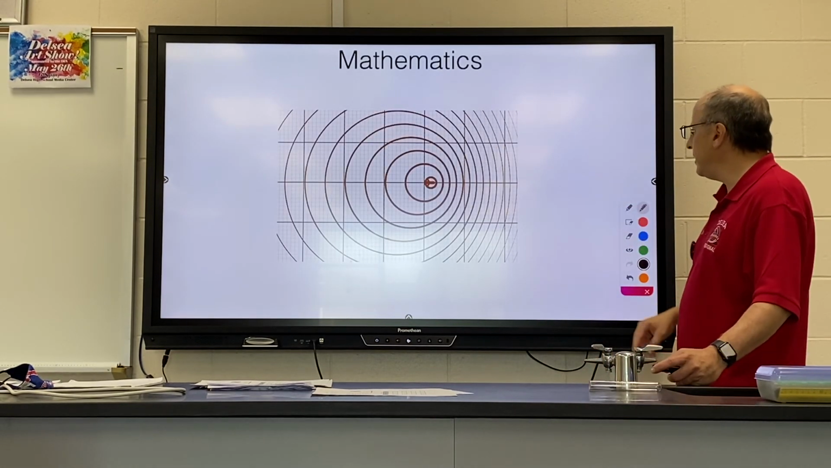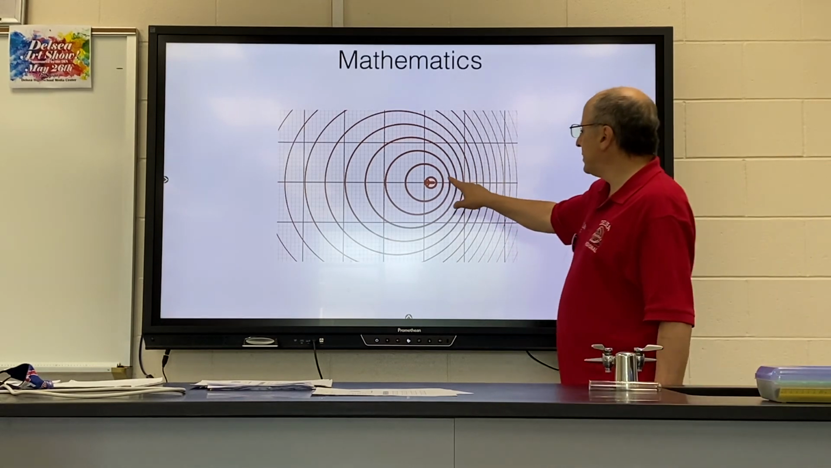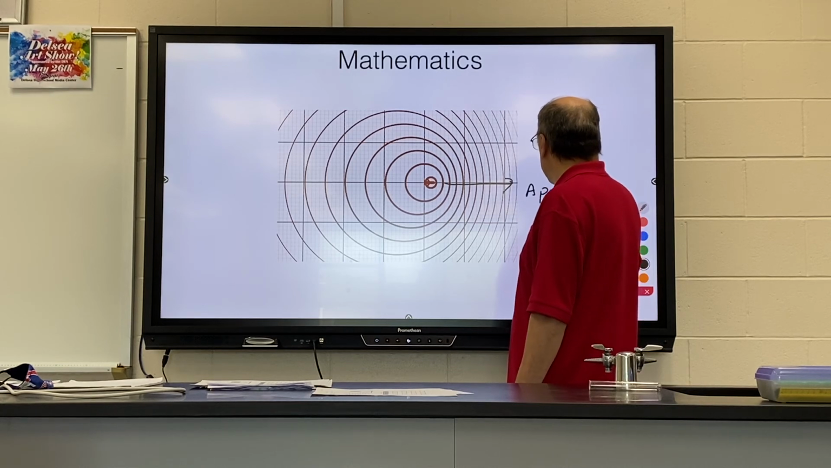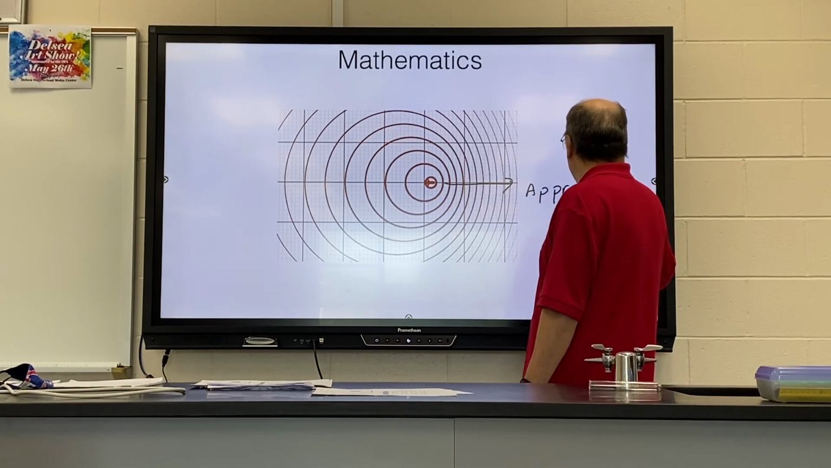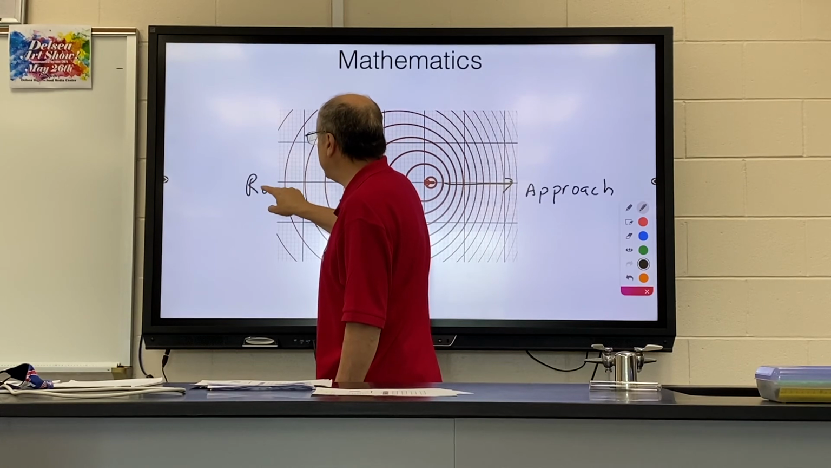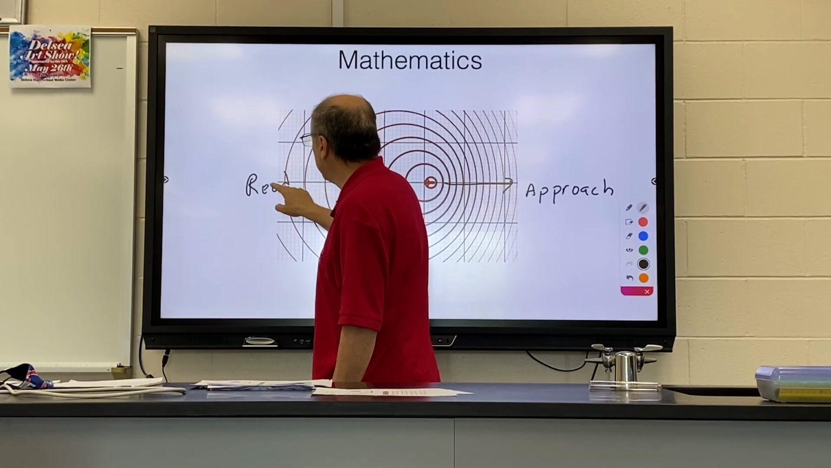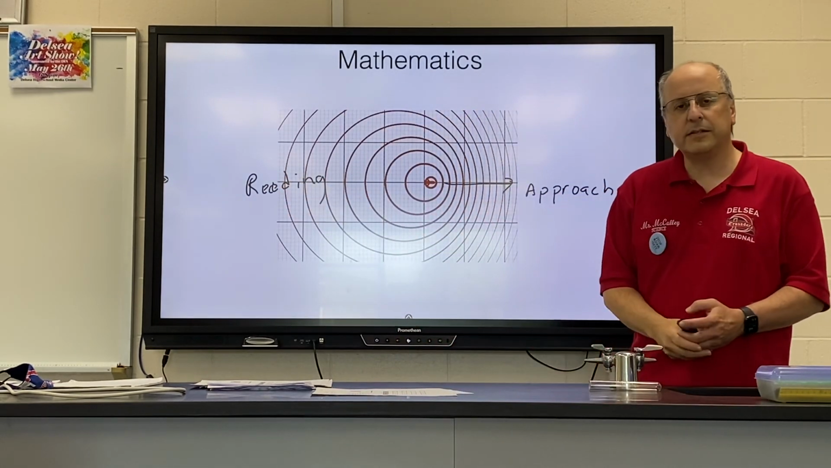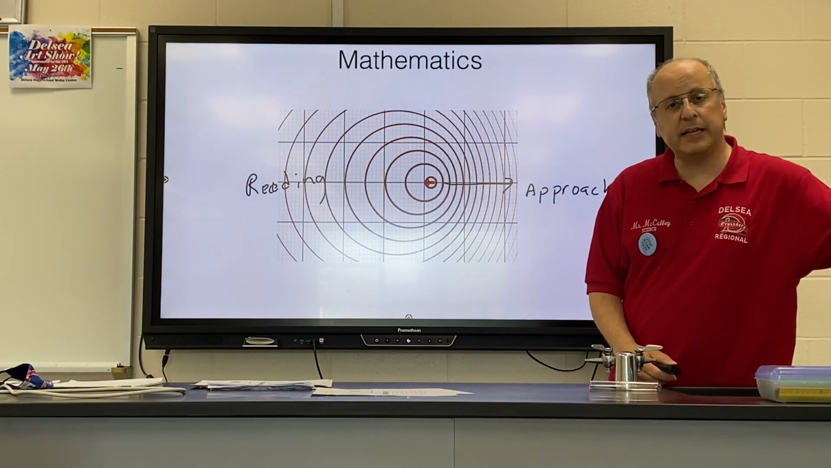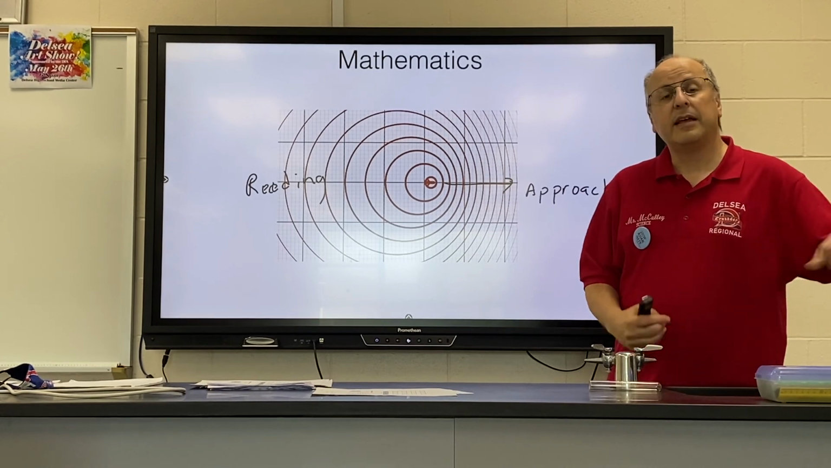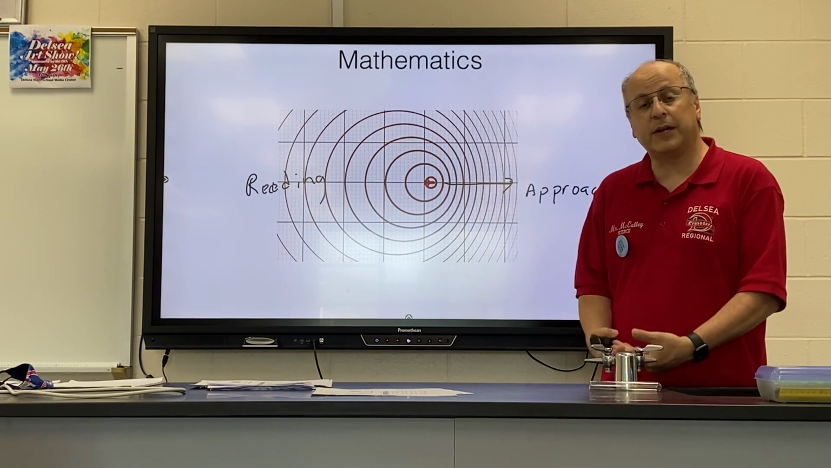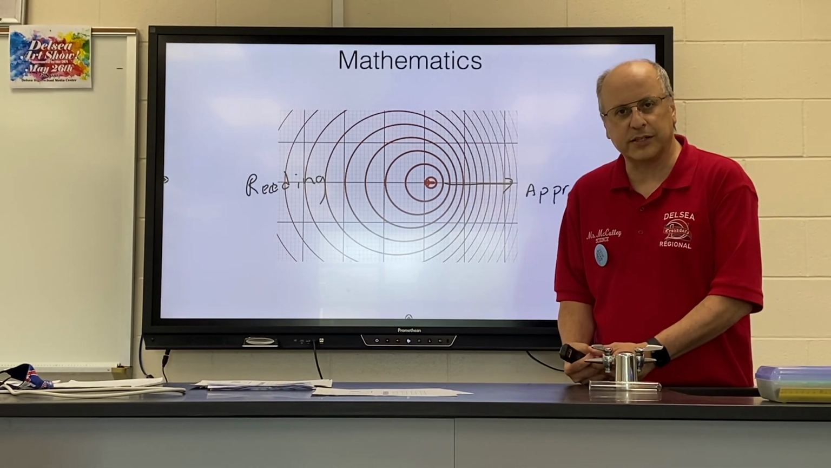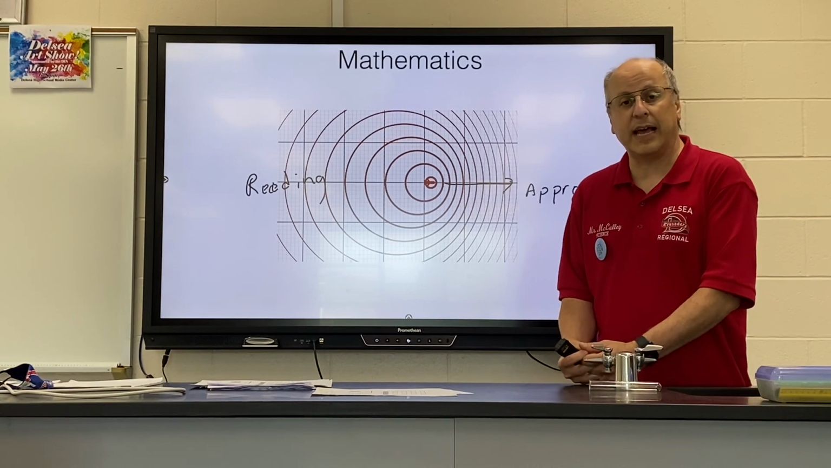All right, so again, here's what it looks like. This side is the side where it's approaching us. And this is the side where it's receding. All right, so hopefully you're okay with the idea behind the Doppler effect. Again, it's the apparent change in frequency of sound or light caused by the motion of the source, the thing that's producing the sound or the light.